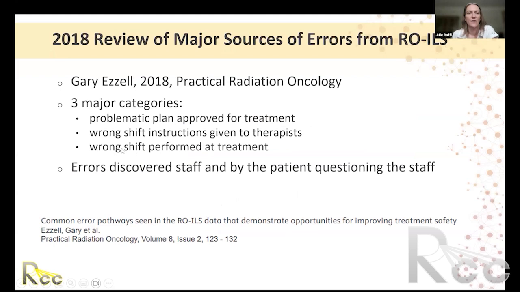US. And so they found that of the incidents reported, there were three major categories. So problems with the plan that was approved for treatment, wrong shift instructions given to the therapist, or wrong shifts performed at treatment. And so these errors were discovered at different times during the process by staff or even by the patient questioning the staff if they noticed that their treatment delivery was different one day from other days, or if their setup was different than it was during their simulation.